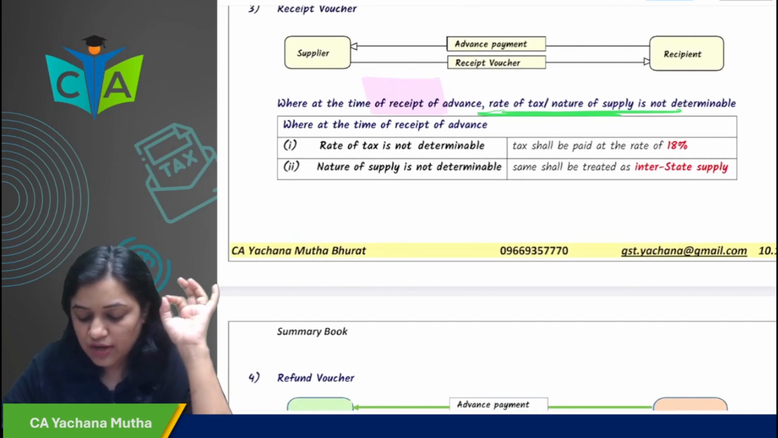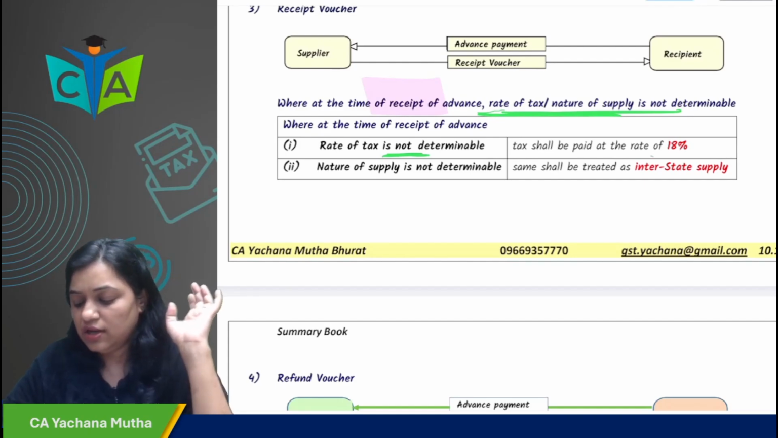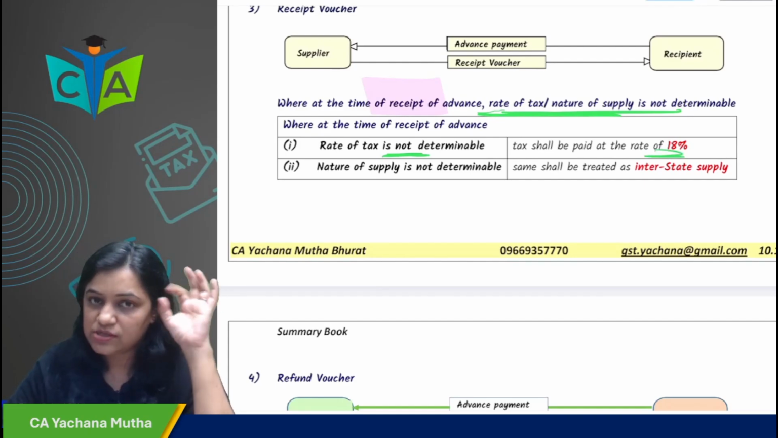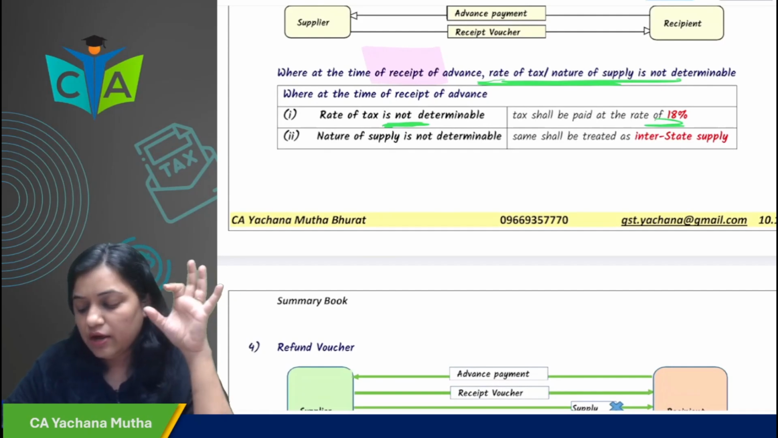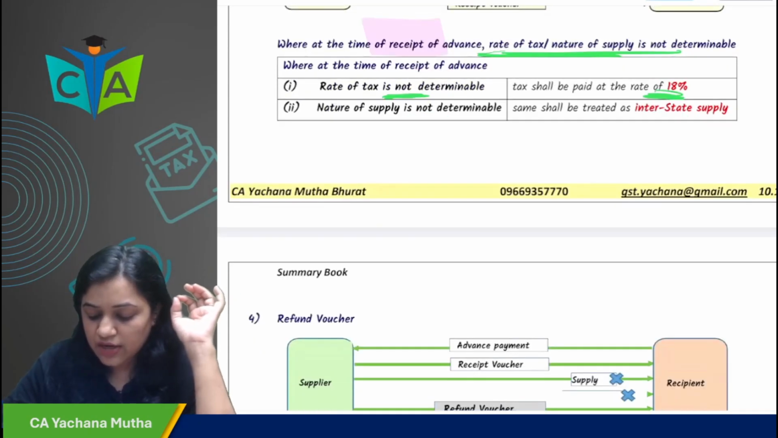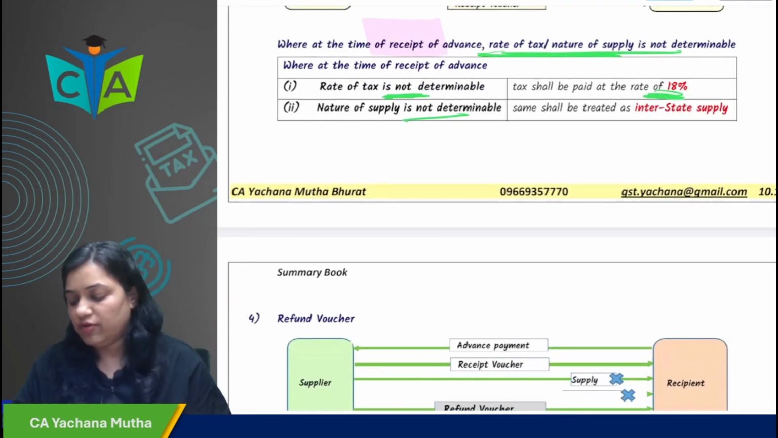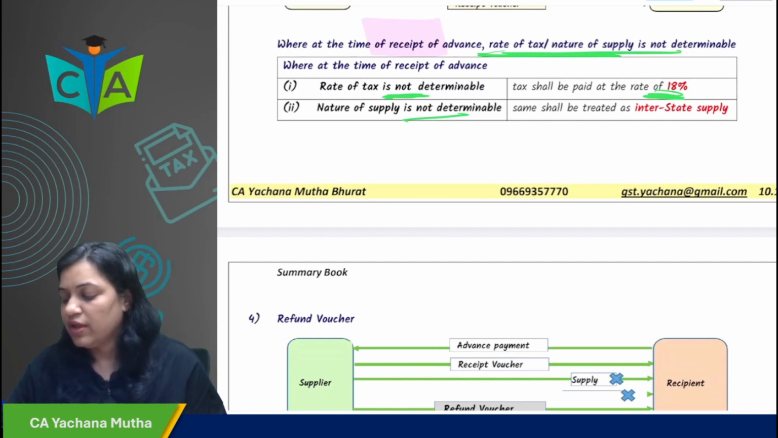If the rate of tax is not determinable, then the tax will be levied at the rate of 18%. And if the nature of supply is not determinable, then it will always be treated as interstate supply.